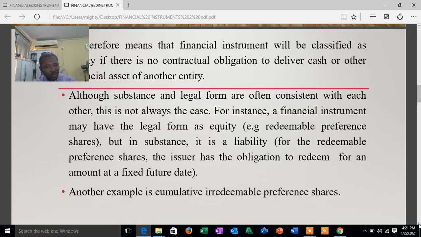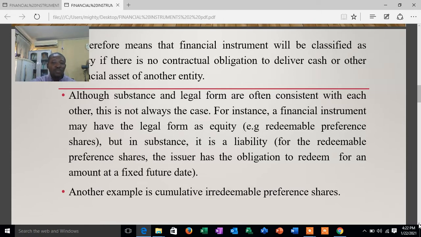So by virtue of that, you simply say that in this case, even though the preference share stock is an equity, in terms of the substance, because the issuer has an obligation to pay something back, whether in the form of dividend or anything, whether at the moment or at a future date, the legal form will not hold in this instance. It is the substance of that transaction.